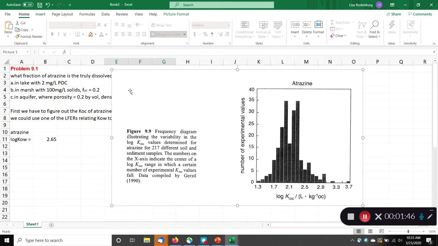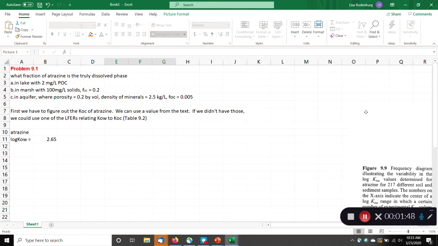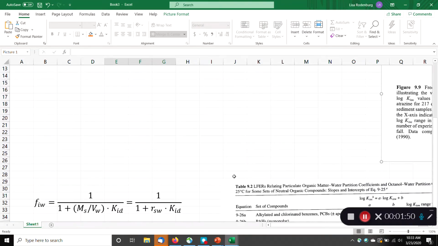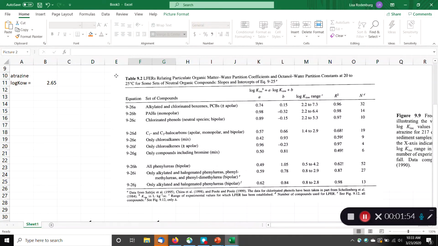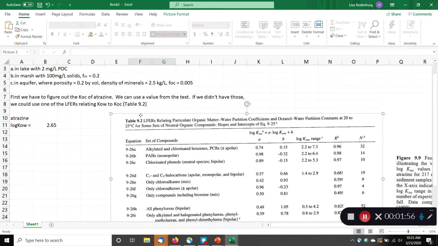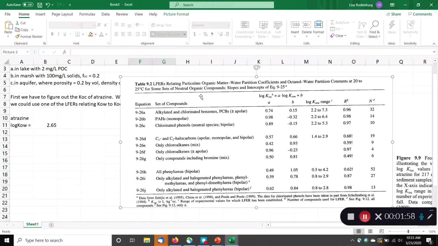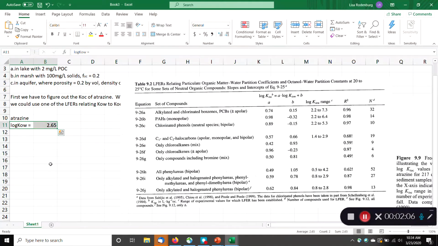The other thing that we could do is try to predict log KOC from one of these linear free energy relationships. So we have this table 9.2, which is a bunch of linear free energy relationships that relate KOC to KOW. And we can look up KOW for atrazine. In the book, they give a value of 2.65 for log KOW of atrazine. So if we wanted to predict using one of these linear free energy relationships, we could go down here.